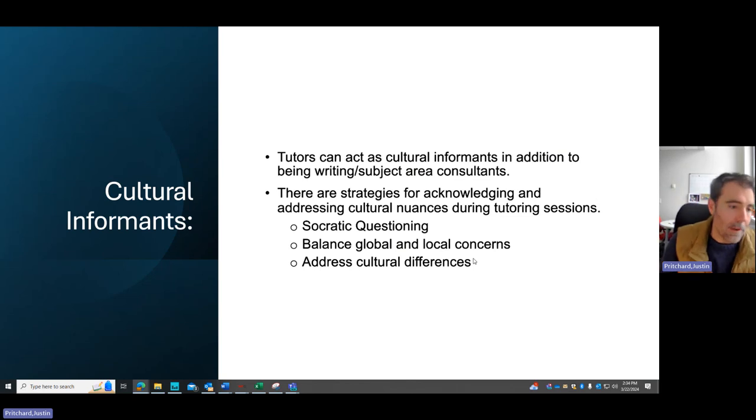And one of the things we can do, and this article suggests that we should do, is that we should act as cultural informants. And this is a really unique space where academic support staff and professionals have a chance to do something that you just don't have time or space to do in a classroom. And that is answer questions and raise awareness about some of the peculiarities that are surrounding the English language and the way we do things, to ask questions and have the students describe how things are done in the space that they came from. We can address some of our cultural differences.